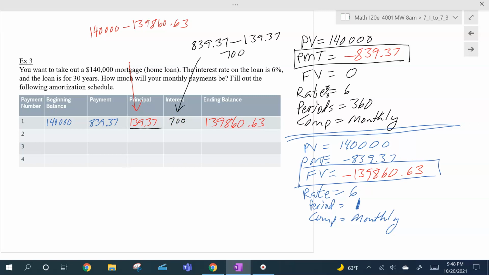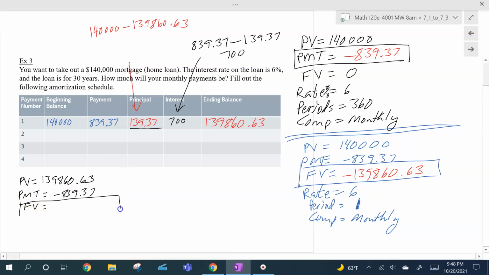Okay? Now we're going to do it again. So I'm going to go to my financial calculator and I'm going to say, okay, now I owe 139,860.63. I'm still making this payment of 839.37. What am I going to owe if I make one payment again? So I'm going to click on that future value.